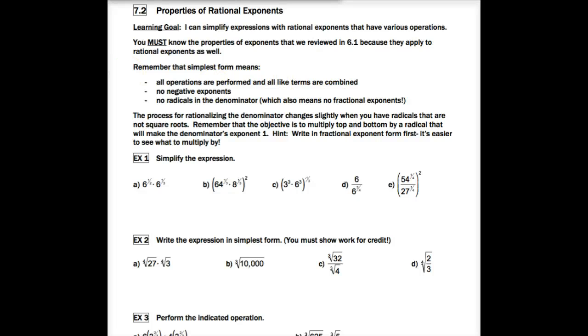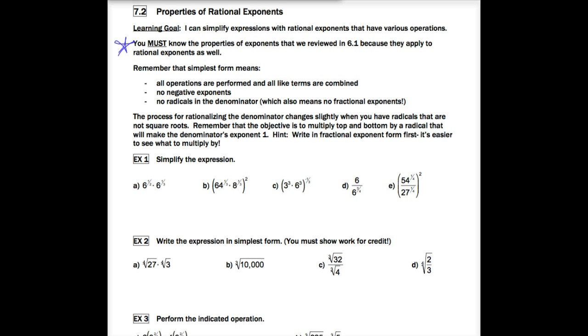All right, so in our last lesson, we looked at what it meant to have a rational exponent and what the nth roots mean. Today, we are going to take that knowledge and make sure that we can apply it with our exponent rules that we learned in section 6.1. So really important that you know all your exponent rules.